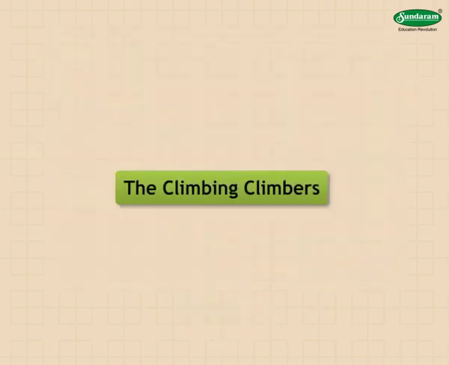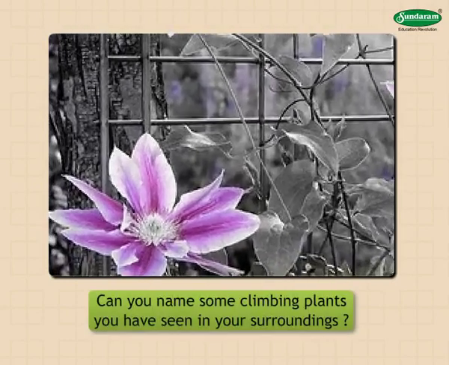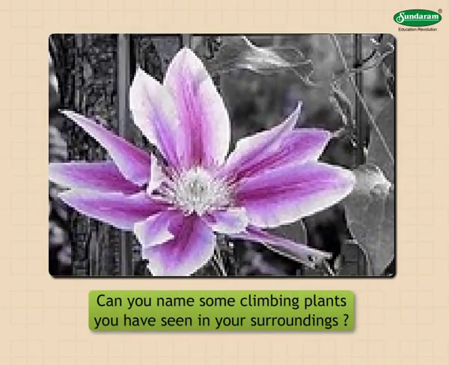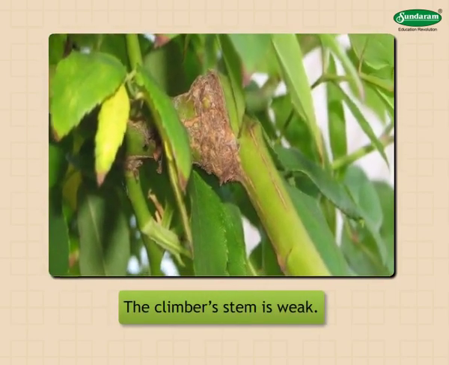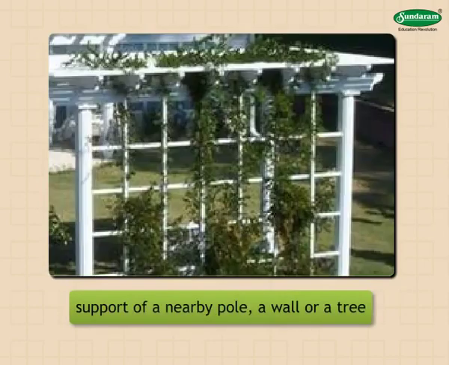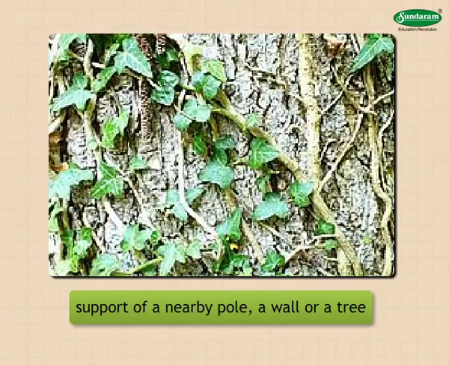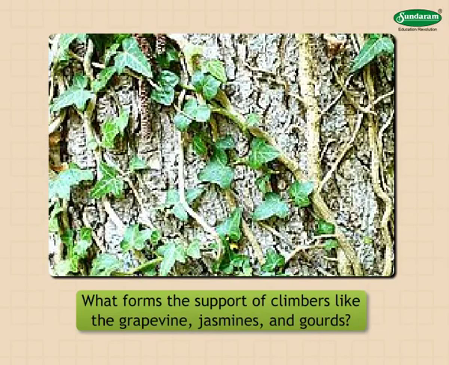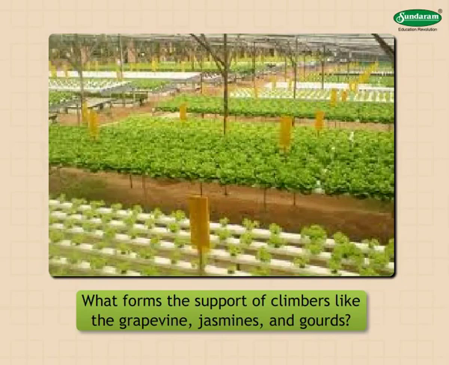The climbers. Try to recall. Can you name some climbing plants you have seen in your surroundings? On what support do they grow? The climber's stem is weak. It cannot stand upright. It takes the support of a nearby pole, a wall, or a tree to grow on. Observe. What forms the support of climbers like the grapevine, jasmine, and gourds?